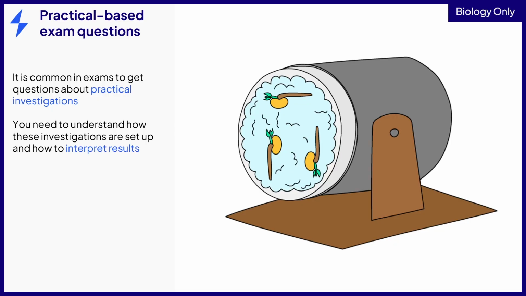It is important to keep in mind that examiners may deliberately ask you questions about experiments that are unfamiliar in order to test your skills. The first practical is investigating phototropism.